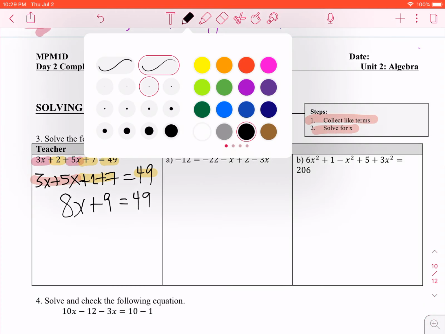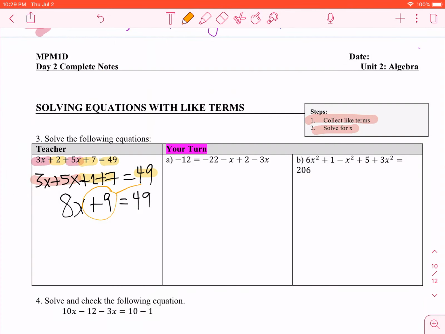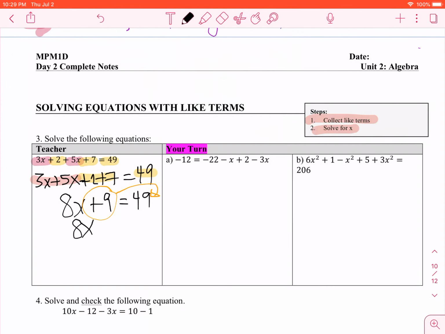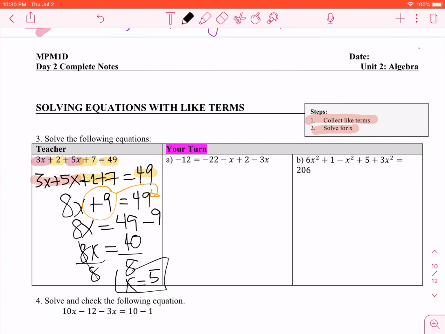And then step 2 is just to solve for x, like we've been doing the last couple examples. So with my wall method, I'm going to bring that plus 9 to the right side. So I should have 8x is equal to 49 minus 9. 8x is equal to 40. Divide both sides by 8. X is equal to 5.